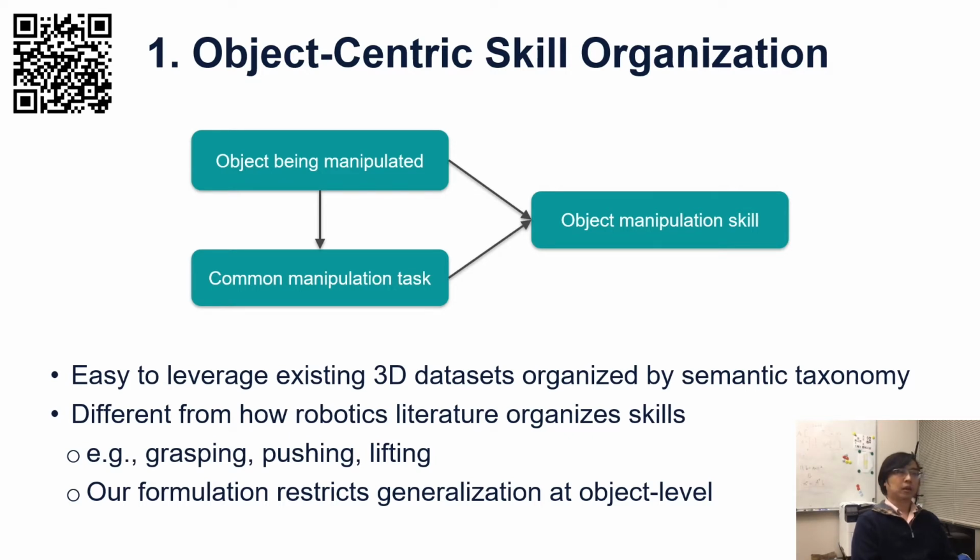And note that our object-centric skill organization allows us to leverage existing 3D object datasets, which are also organized by semantic categories. And this is indeed different from how the robotics community organizes skills. In a robotics paper, you may notice grasping as a skill, and experiments will verify whether the agent can grasp any graspable object, like an apple, a cup, a bottle, or even a plate. In contrast, our object-centric formulation restricts the generalization at object level, which reduces the difficulty of the problem. And let me be more specific about this point.